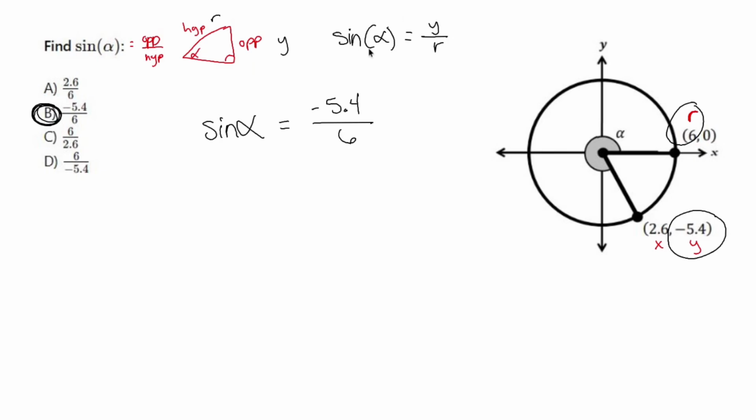So once you have this memorized, life is going to be a lot easier when you run into problems like that.